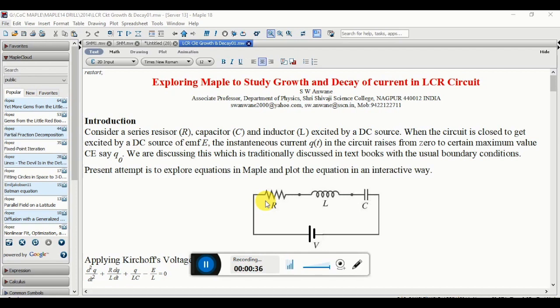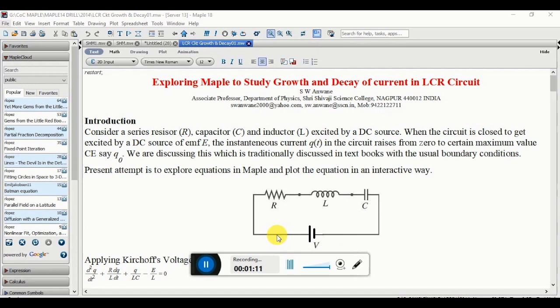To make it very clear, I would first like to discuss the entire treatment which we do in the classroom manually, and then we shall do things very quickly using Maple. The basic circuit goes as we have a series combination of resistor, inductor and a capacitor. It is excited by a DC source. You can imagine a switch in between, and the moment the battery is connected, how the current in the circuit rises, that we are studying.